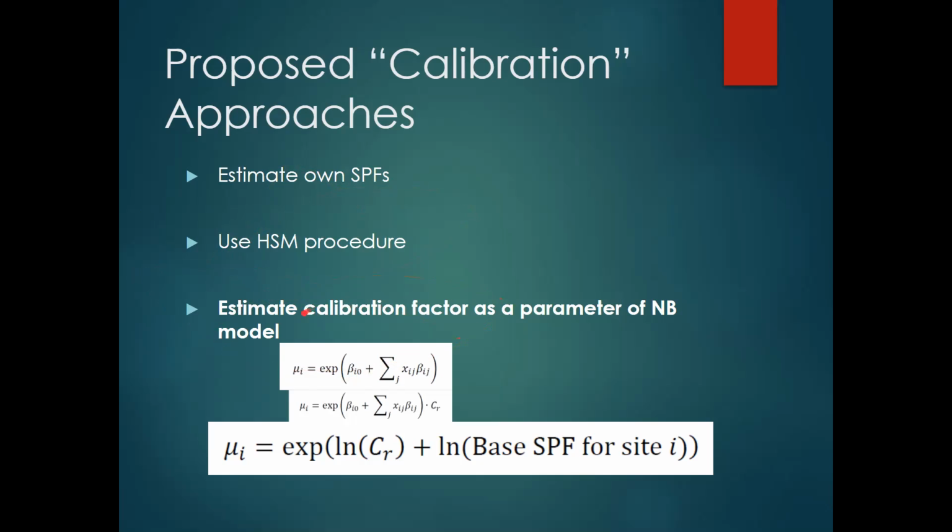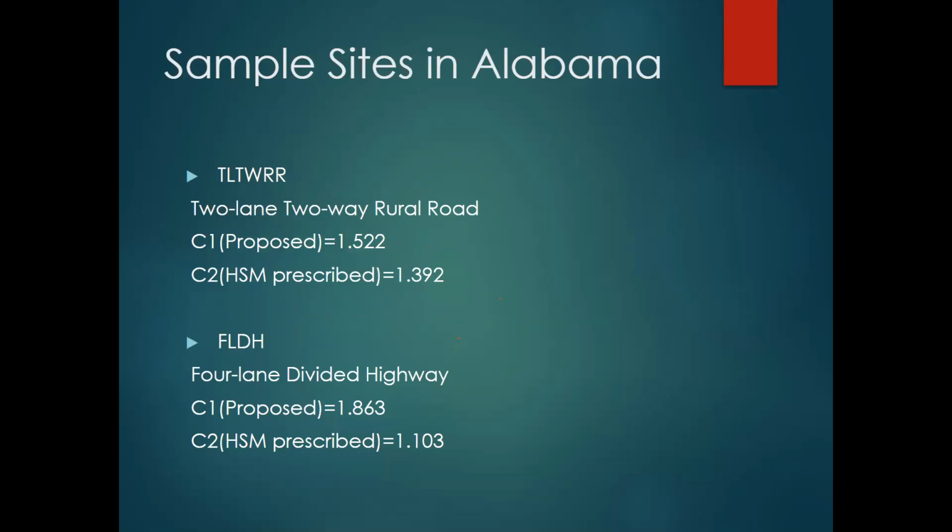And then they estimated the calibration factor as a parameter of the negative binomial regression model. I think this is timely because now you are developing a negative binomial regression model, so you'll appreciate how you can introduce different variables as you're doing the modeling. I'll be able to explain exactly how they did that. So what they did was they used two different sites.